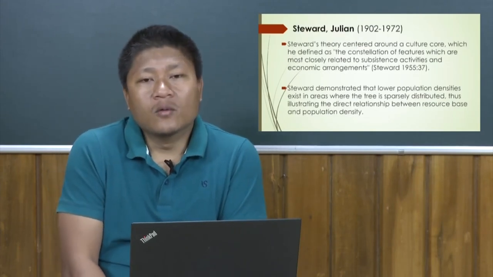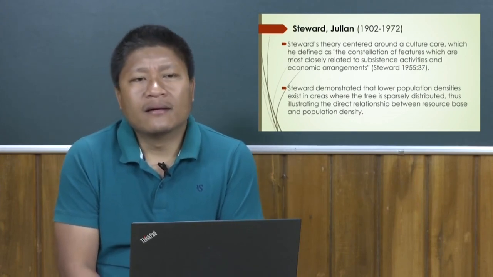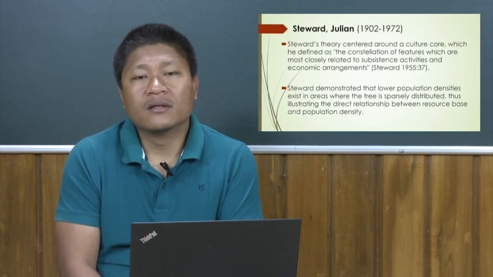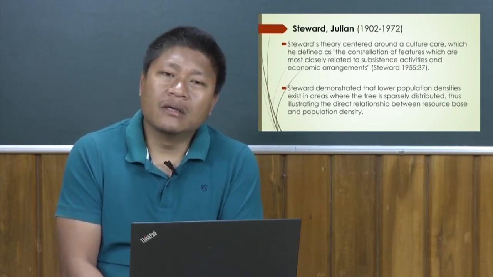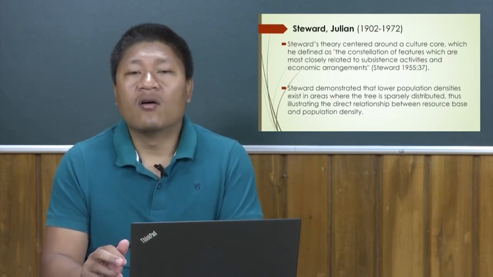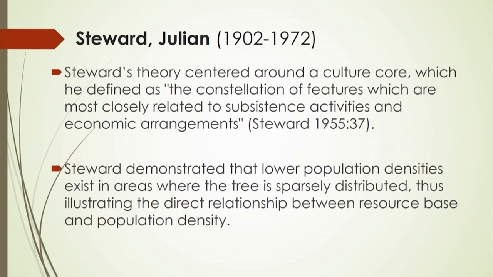Now, the contribution of Julian Steward in ecological anthropology is enormous, and his work primarily centers on the culture core. In his works on the culture core, he gave an emphasis on the constellations of features which are most closely related to subsistence activities and economic arrangements. Steward tries to give much more emphasis to the kind of subsistence activities, and how a community comes to engage in a certain kind of economic arrangement.